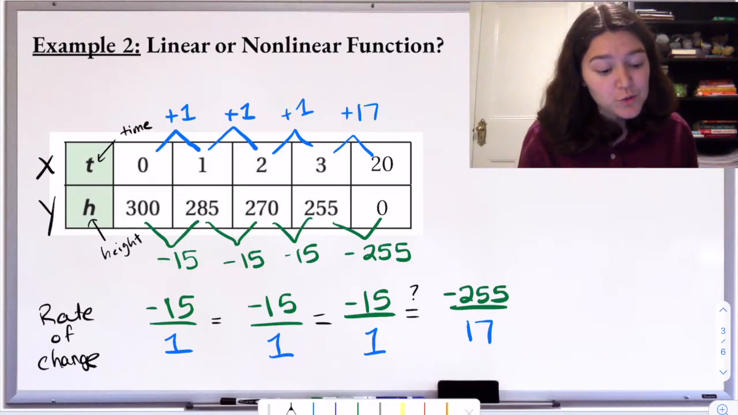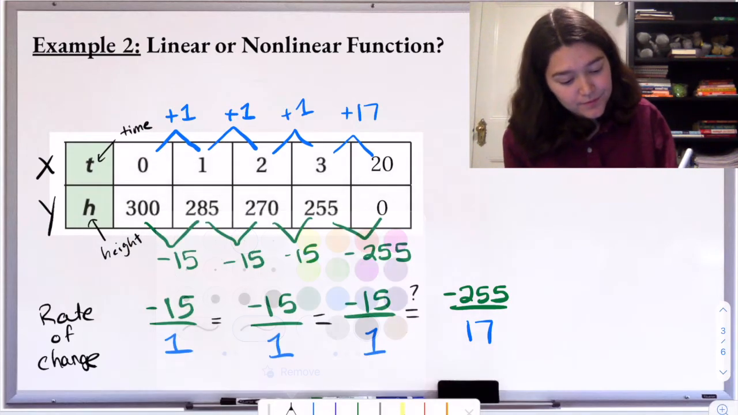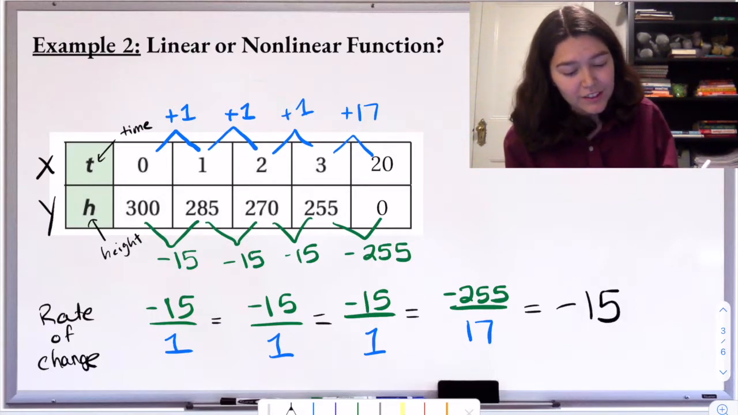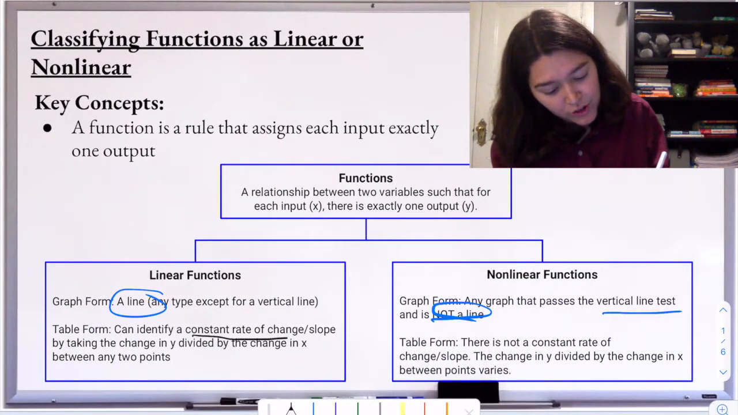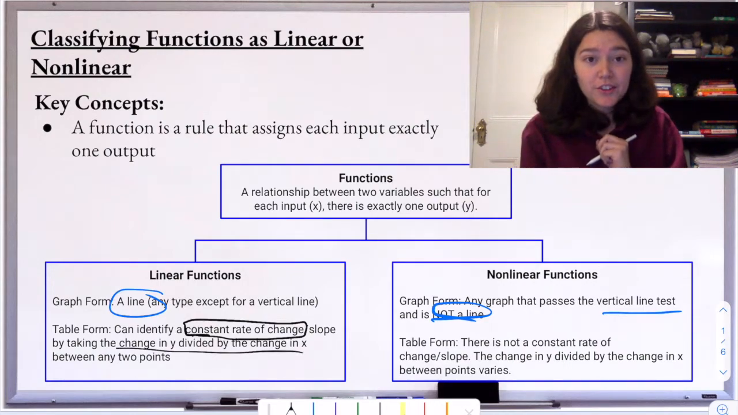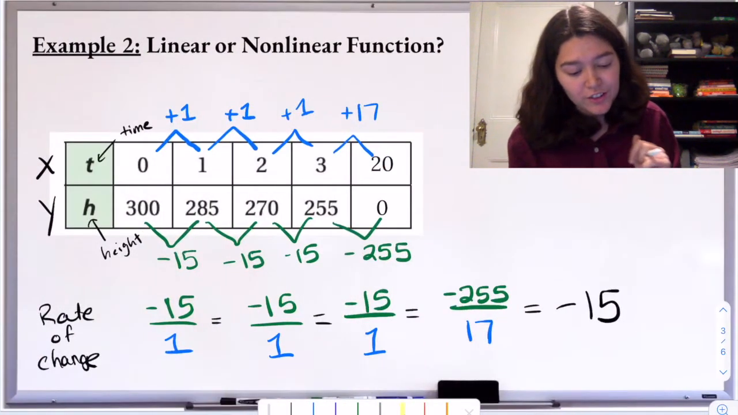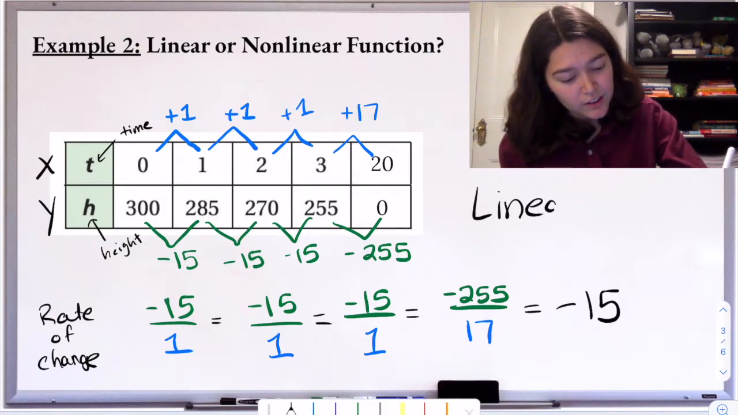Okay, so go ahead, figure it out. What is negative 255 divided by 17? It is equal to negative 15. All of these are equal to negative 15. So we have a constant rate of change when I divide the change in the y divided by the change in the x. In this case, the change in the h divided by the change in the t. So this means this is a linear function.